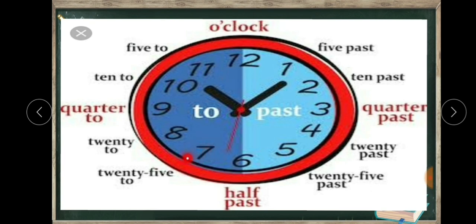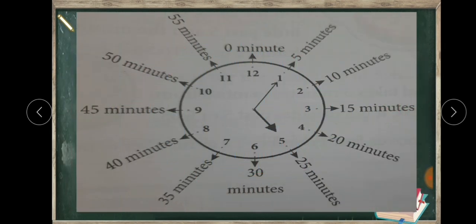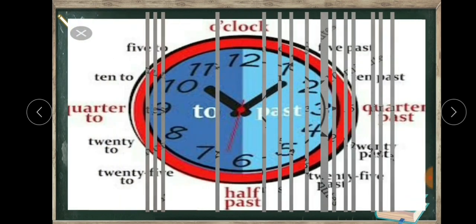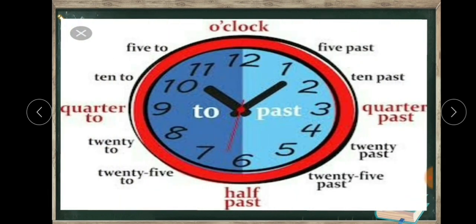But 7 means 35 minutes, and we never say 35 minutes past. Instead of that, we use 25 minutes to the next hour. From 7 onwards, we use the word to, like 25 to. That means there are 25 minutes to reach the next hour.